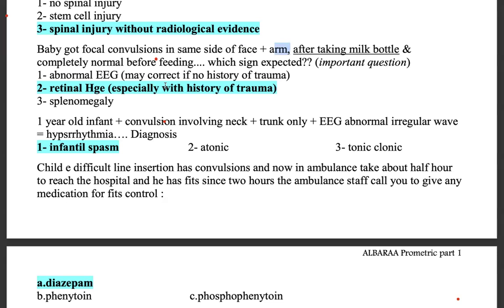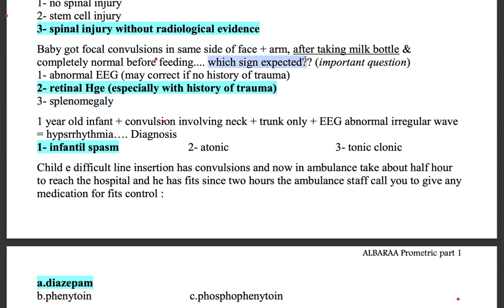See, here what he's telling is the baby who was completely normal before had a convulsion after feeding, a focal convulsion. The focus where you are seeing it is in the face and the arm. Sometimes there can be some history of trauma, that is, it can be a non-accidental injury. Retinal hemorrhage usually means there is also a chance of some hemorrhage in the brain, right? So this can be the cause if there is history of trauma. If there is no history of trauma, then you have to do an EEG to find out the cause of epilepsy.